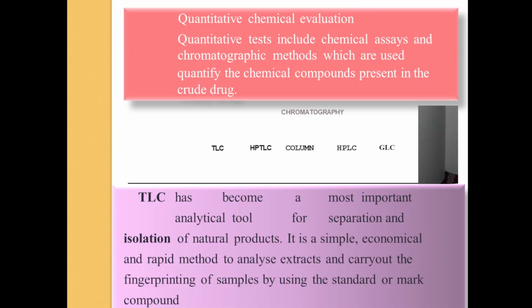After preparation of the extract, the different chemical tests that we have already covered, that is the test for alkaloid, test for glycoside, test for tannins, phenolic compound, phytosterol, all these tests are performed to see whether that compound is present or not. After that, quantitative chemical evaluation. Quantitative tests include chemical assays and chromatographic methods which are used to quantify the chemical compounds present in the crude drug.